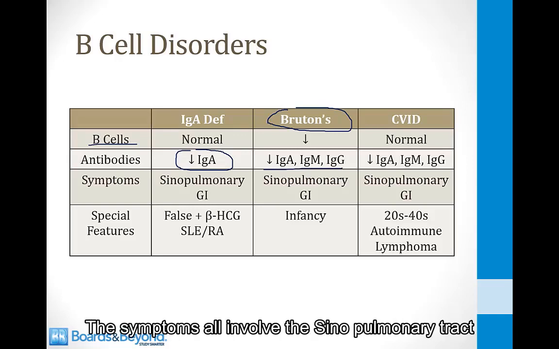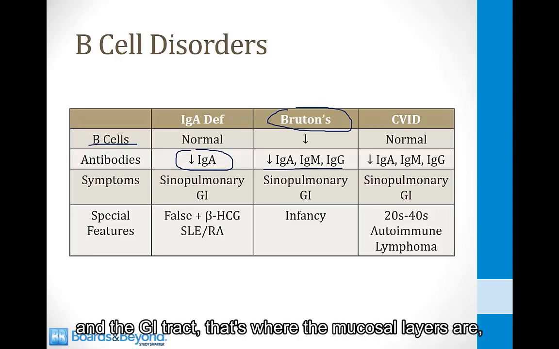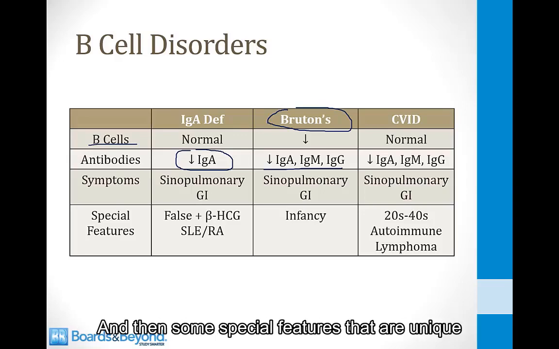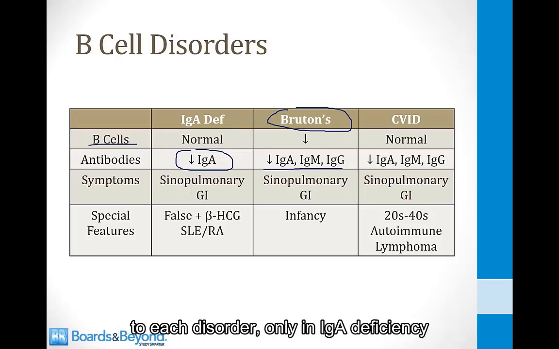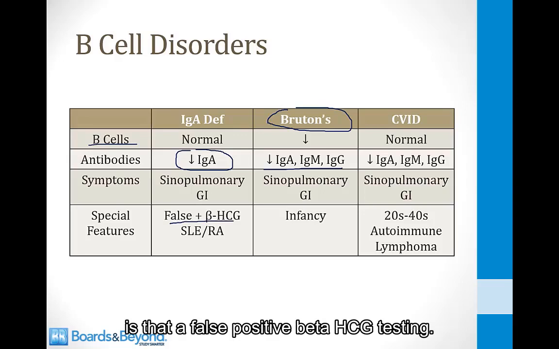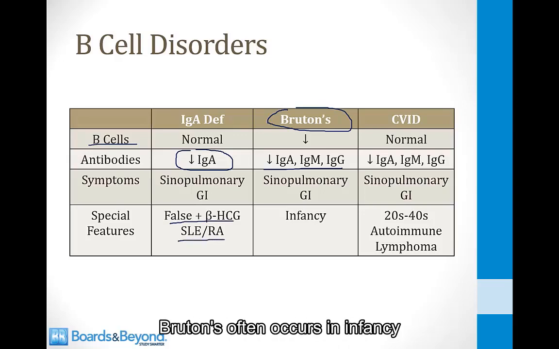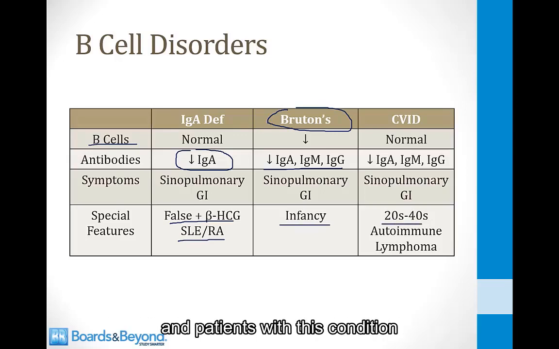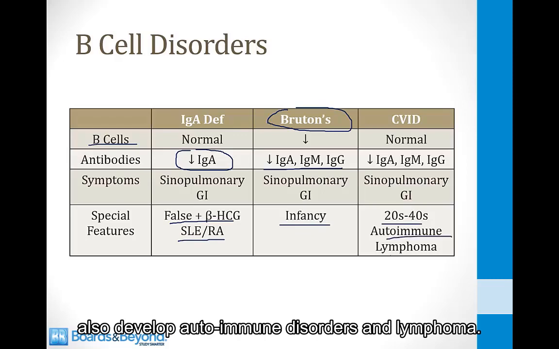The symptoms all involve the sinopulmonary tract and the GI tract. That's where the mucosal layers are, where antibodies, especially IgA, are very important. And then some special features that are unique to each disorder: only in IgA deficiency is there the false positive beta-HCG testing. These patients also commonly have lupus and rheumatoid arthritis. Bruton's often occurs in infancy, and CVID often occurs later in life, in the 20s to 40s, and patients with this condition also develop autoimmune disorders and lymphoma.